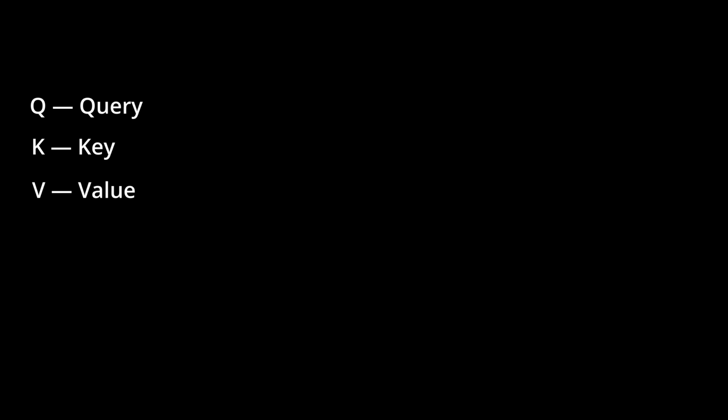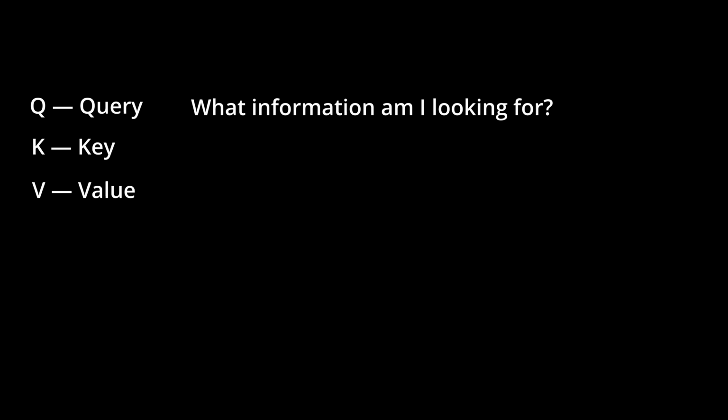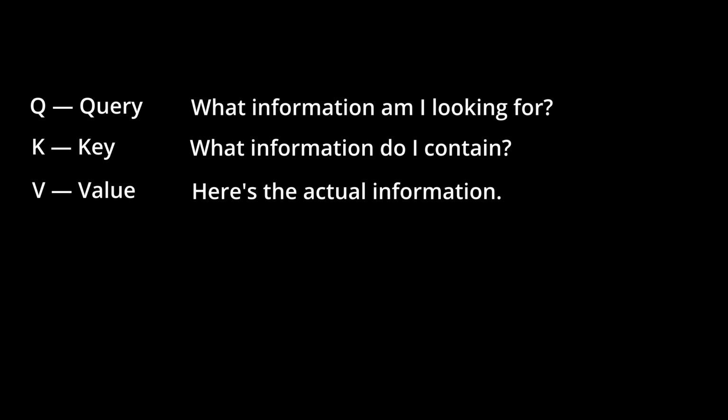And now let's look at how attention is actually calculated. A standard attention mechanism creates three things: query, key, and value. You can think of them like this. Query: what information am I looking for? Key: what information do I have? Value: here's the actual information.